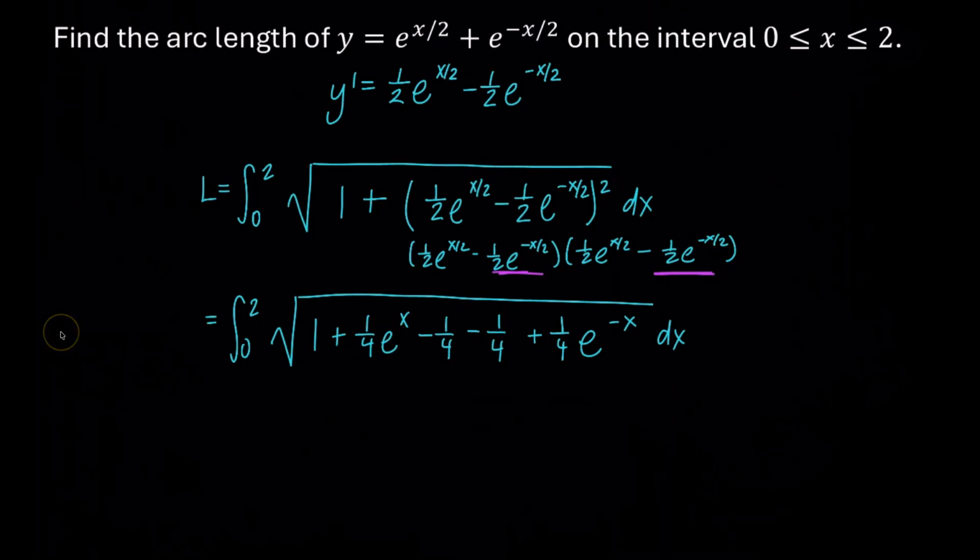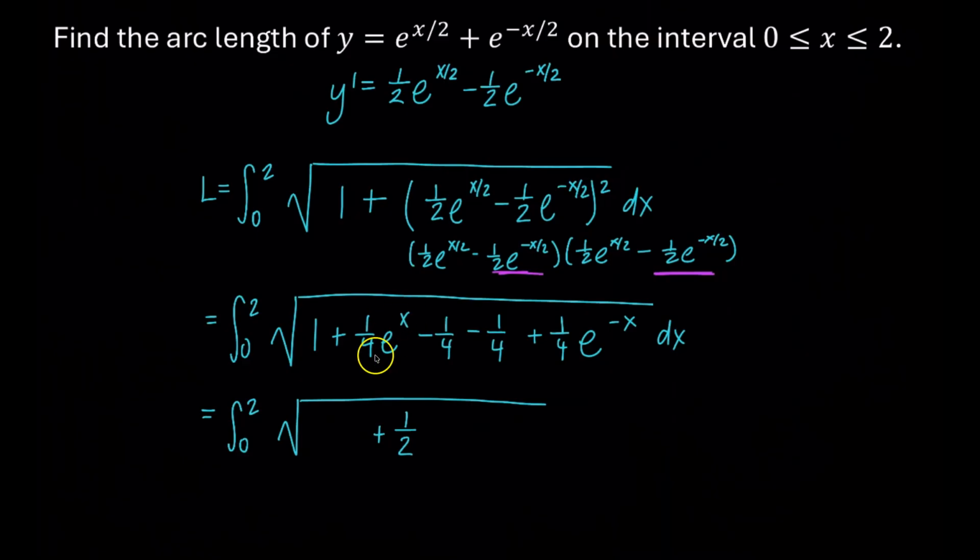Okay, so now I'm going to rewrite this as the integral from 0 to 2, big square root. Let's see what happens. So I have 1 minus 1/4 minus 1/4. So that's 1/2, and I'm going to go ahead and put that 1/2 in the middle. And then I have 1/4 e to the x.